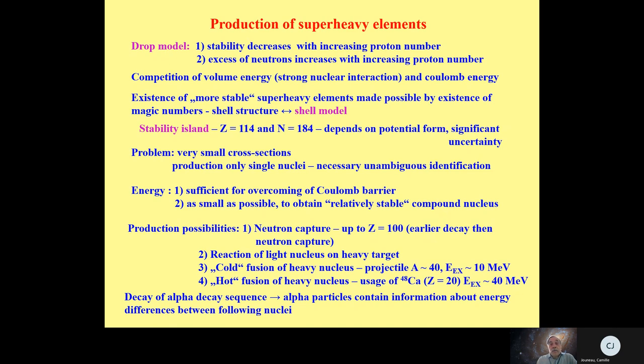This magic number of protons and neutrons can be obtained from the shell model. And from extrapolation of this shell model, we see that we have an island of stability near the proton number 114 and the neutron number 184. I will show you that it is really possible to see that somewhere in this range we have a very stable island of stability.